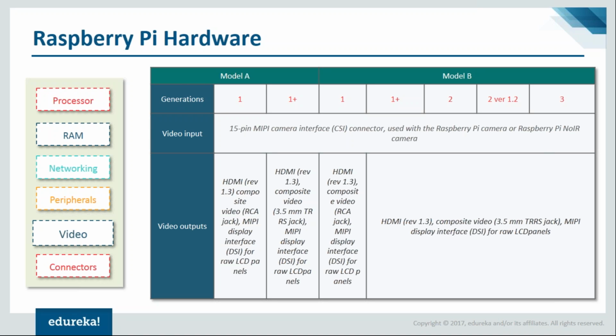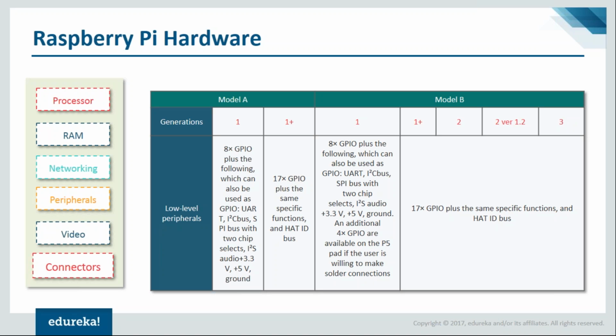Now, in terms of video input, you have a 15-pin CSI connector that has always been present with the Raspberry Pi, and video output has changed over the years. You have an HDMI port, you have a DSI port, and now you also have a 3.5 mm TRRS jack as well. Now, in terms of the connector capabilities, there are 17 pins of the GPIO ports which can be configured as per your requirements.